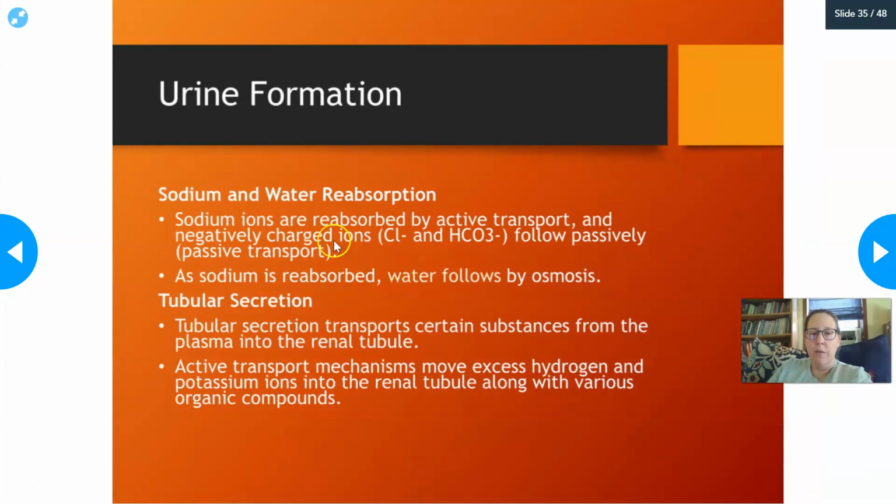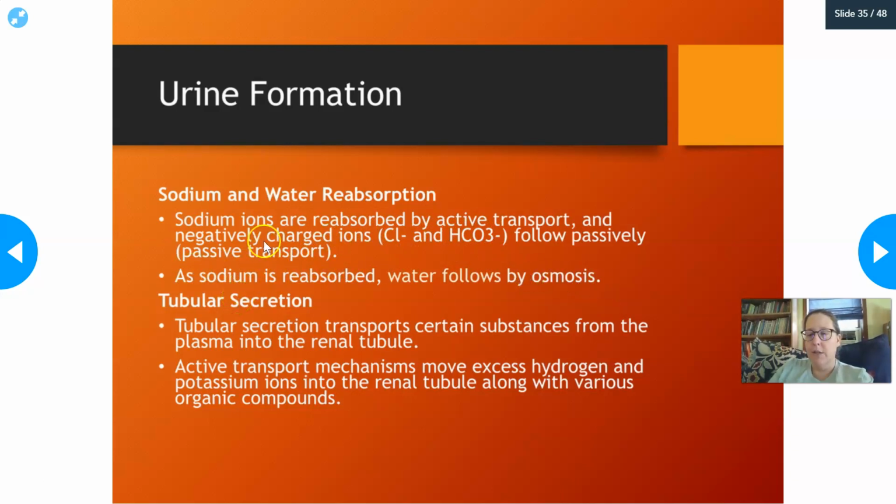So sodium ions are reabsorbed by active transport, and your negatively charged ions, which are chloride and bicarb, will follow passively because positive and negative attract each other, and these guys are buddies. So if the positive moves, the negative's got to go with them. Okay. And then water follows by osmosis. So water follows these guys too. So water likes to follow sodium.